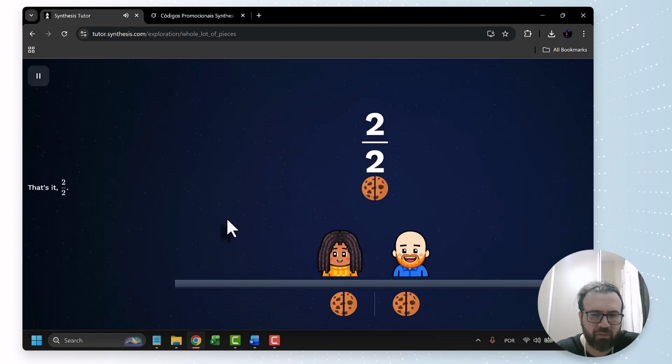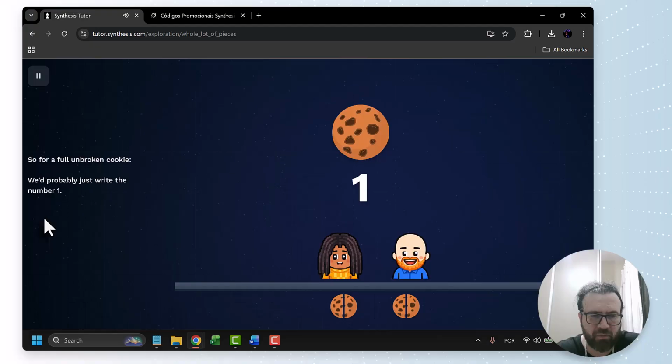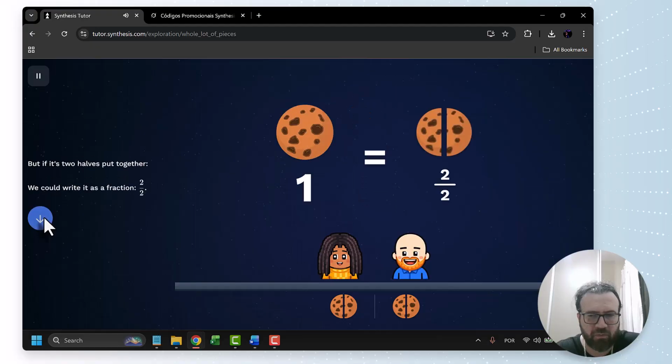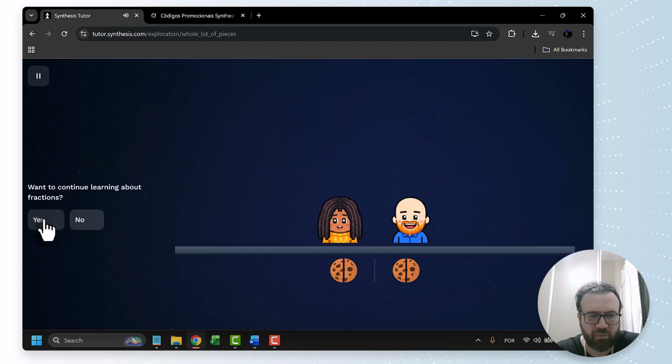That's it. 2 over 2. Since 1/2 is 1 over 2, 2 halves together is 2 over 2. So for a full unbroken cookie, we'd probably just write the number 1. But if it's 2 halves, we can write 2 over 2.